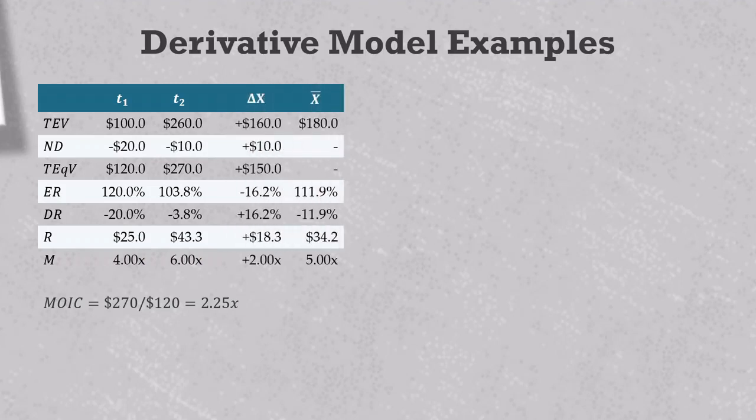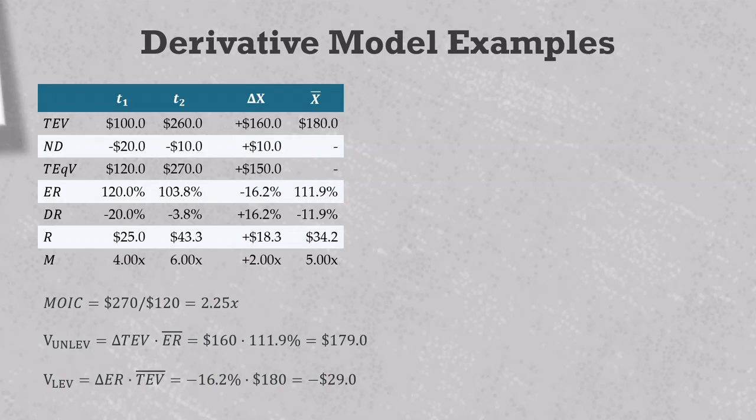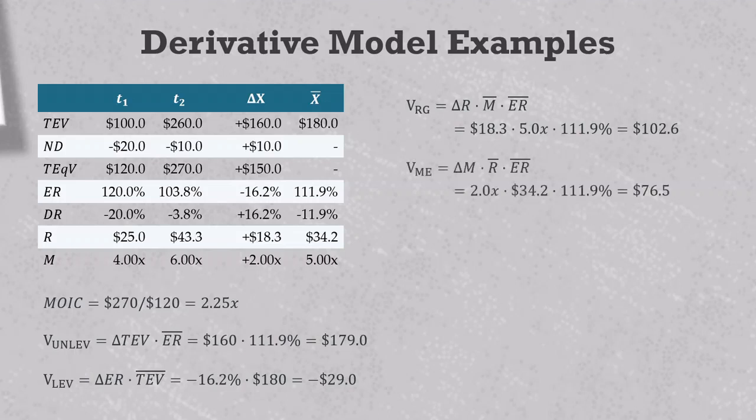Now the equity ratio makes the unlevered return higher than the enterprise valuation change, and this is offset by a negative leverage effect of minus $29 million. Revenue growth is the product of the revenue change, average revenue multiple, and average equity ratio. And multiple expansion is the product of the valuation change, average revenue, and average equity ratio.